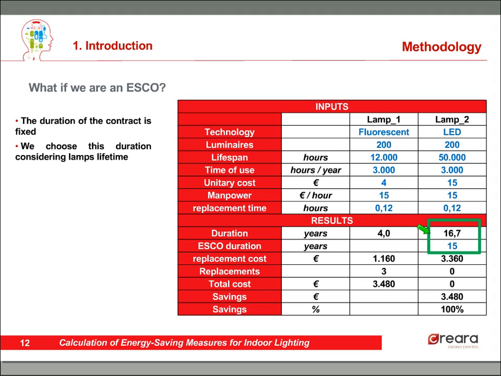So in these 15 years, we would change the fluorescent 3 times, but we don't change LEDs once. So the total cost for LED is 0, and the savings are 100%. Okay, always when we are designing an ESCO, from the ESCO point of view, of course, we are going to set a duration slightly lower than the lamp's lifespan.